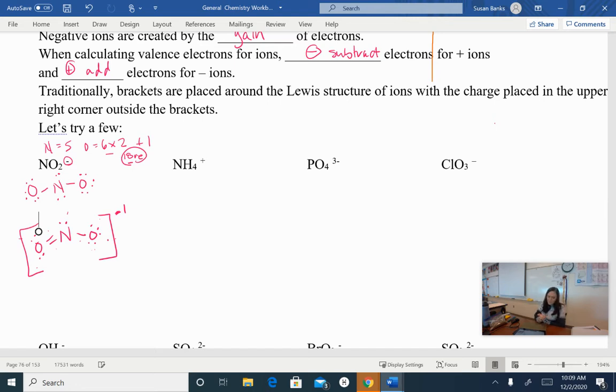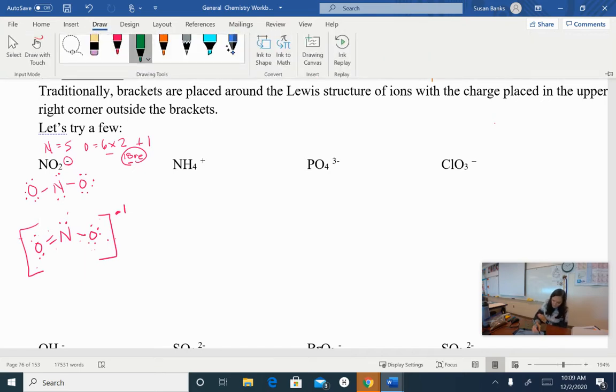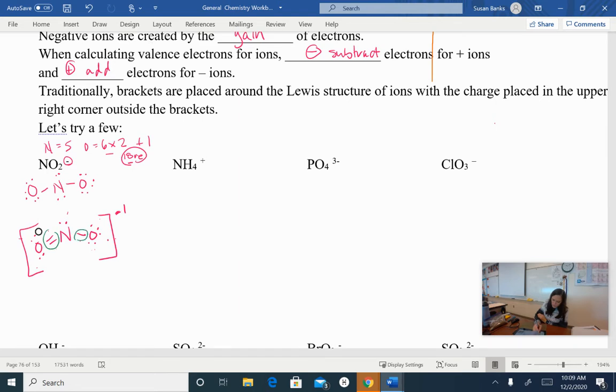Okay? Now, around this center atom of nitrogen, we have 2 bonding areas, and we have 1 lone pair.